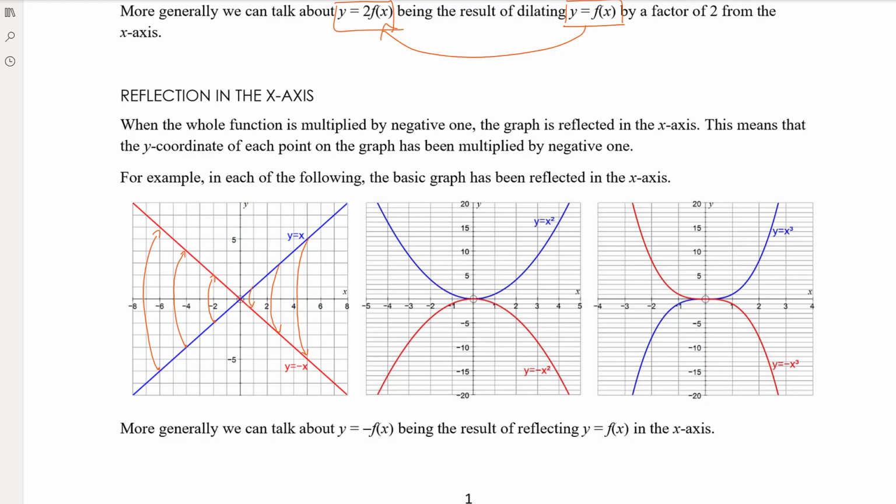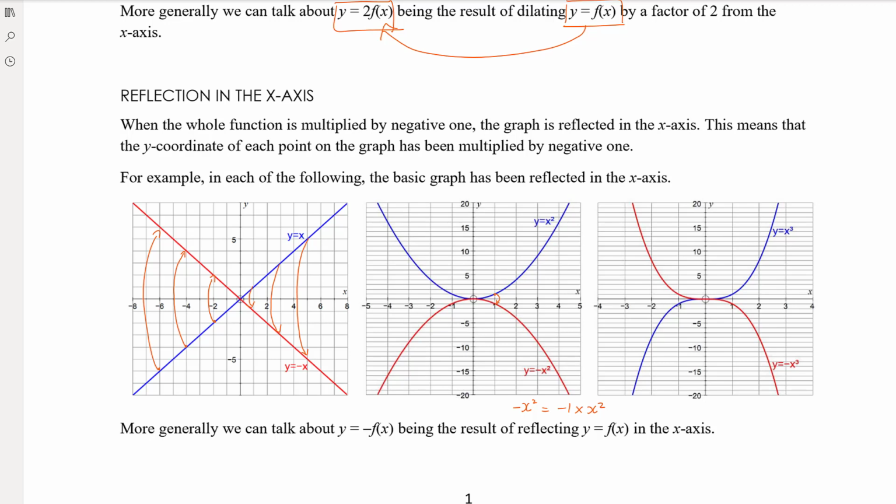Same with the parabola. Y equals x squared versus y equals -x squared. So the whole function multiplied by -1, remembering that -x squared means -1 times x squared. It's not the same as -x all squared. Okay. And so again, the y values have all been multiplied by -1. And so the effect of that is to reflect the graph in the x-axis.